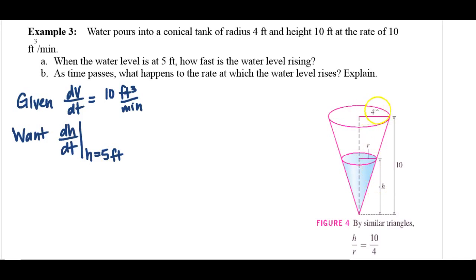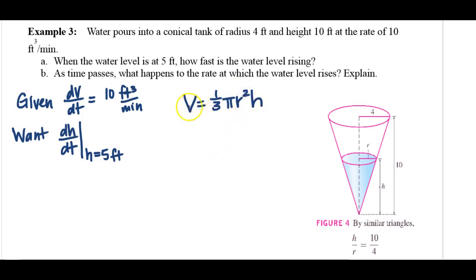Now I am given this extra piece of information, this 4 and 10, and we'll see how that comes into play in a second. But right now I want to relate the variables. So the variables are V and H, the volume of a cone, and I'm thinking about the volume of the water part in the cone. The volume of a cone is 1/3 pi r squared h.